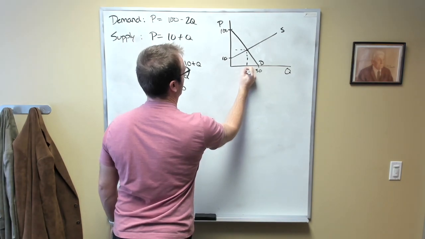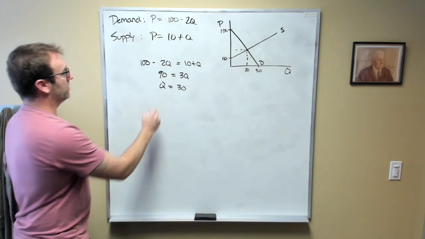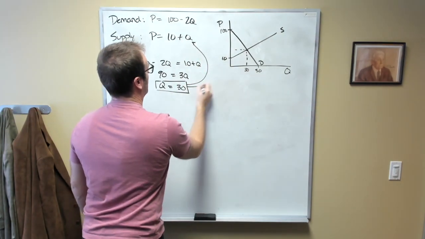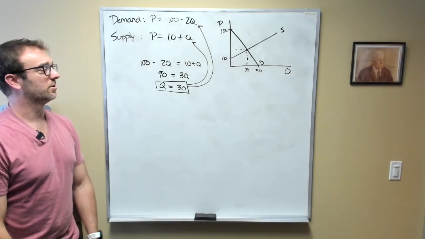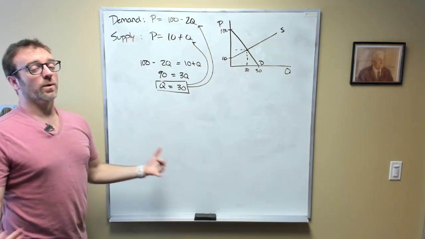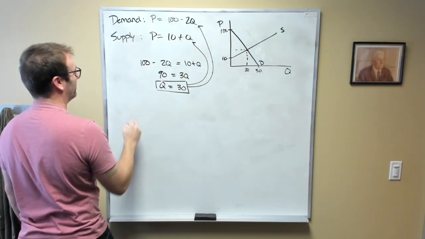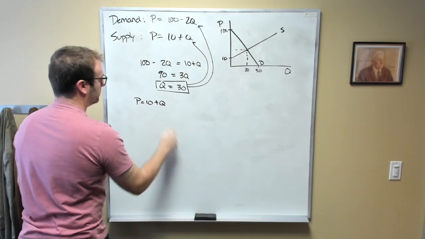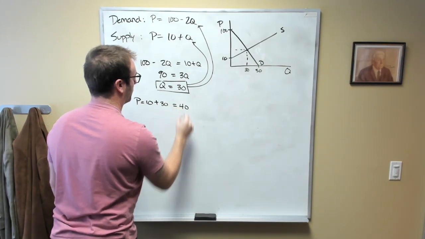Okay, so we can put that in. And now we want the P. So what we can do here is we can just sub this into either equation. I'm going to sub it into both. Subbing it into both is an easy way to check and make sure that you've solved everything, because you should get the same price no matter where you plug it in. So let's just do it real quick. So we'll start with the easy one. P is equal to 10 plus Q, right? But Q is equal to 30, and that means it's 40.